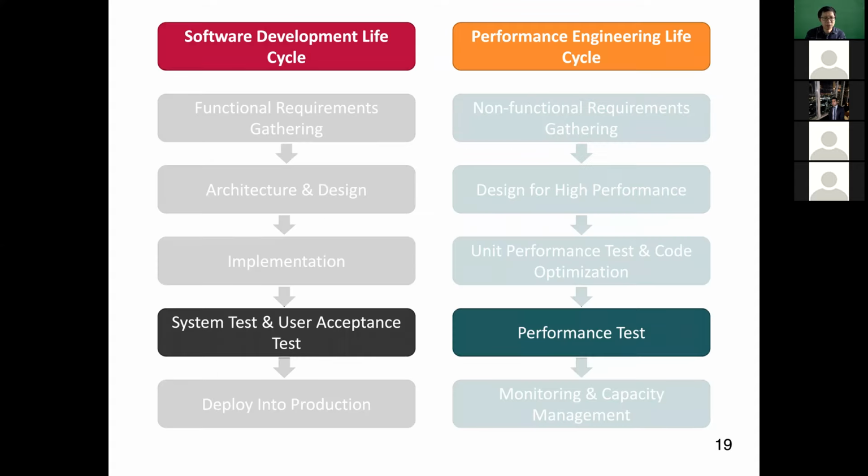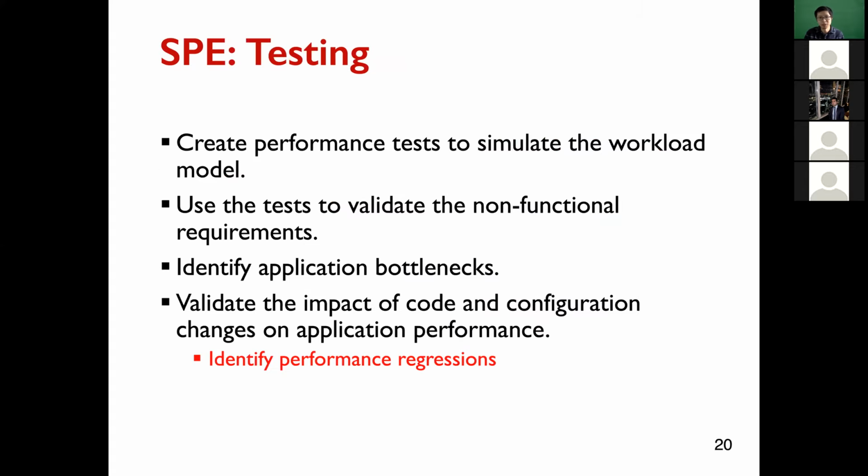Okay, the next step is performance test. We will cover the details of performance test later. Here we have a high level view. What is performance test? We use a performance test to simulate a workload model. For example, Amazon Web Service handles 100 million users at the same time. So in our performance testing, we need to simulate these users using Amazon Web Service at the same time. That is the first one.